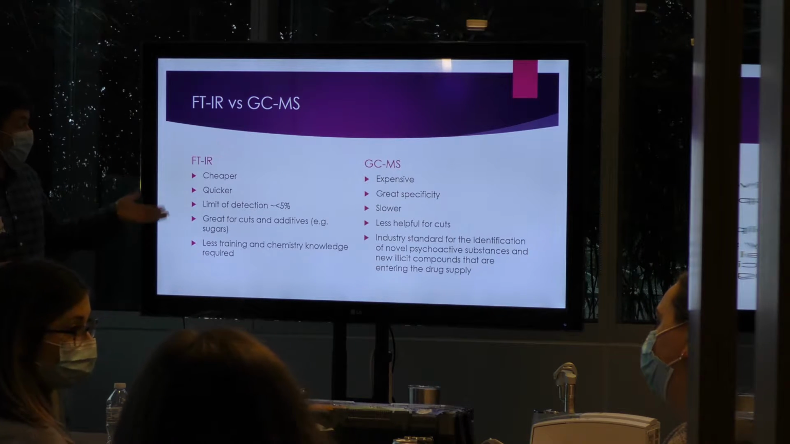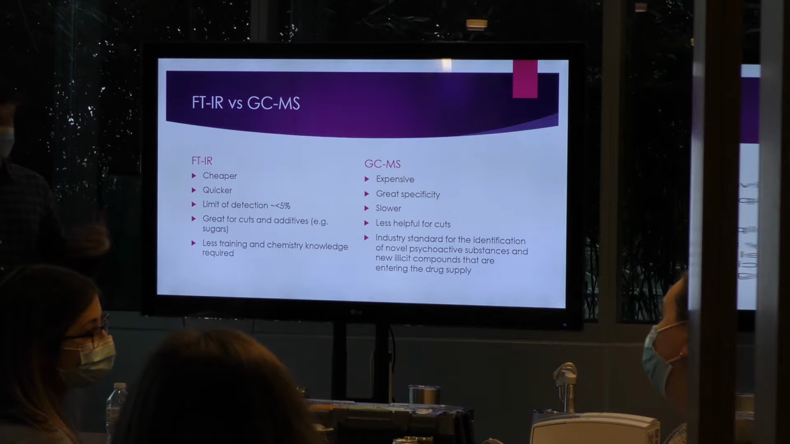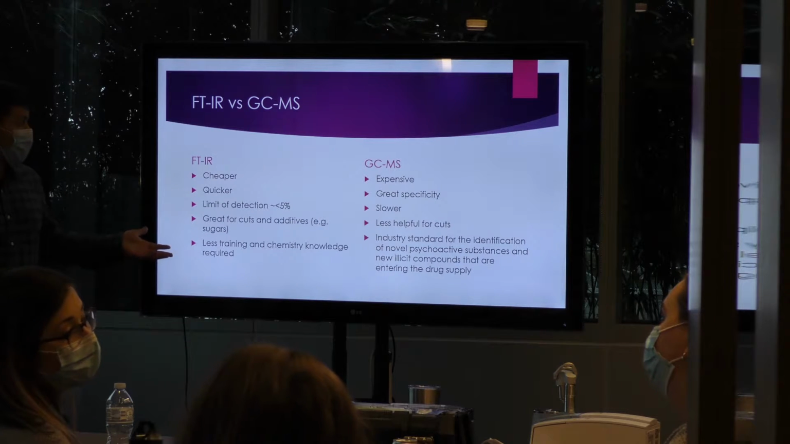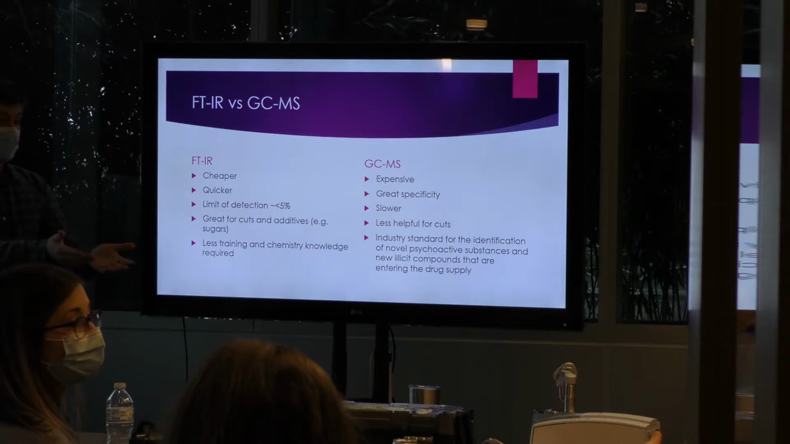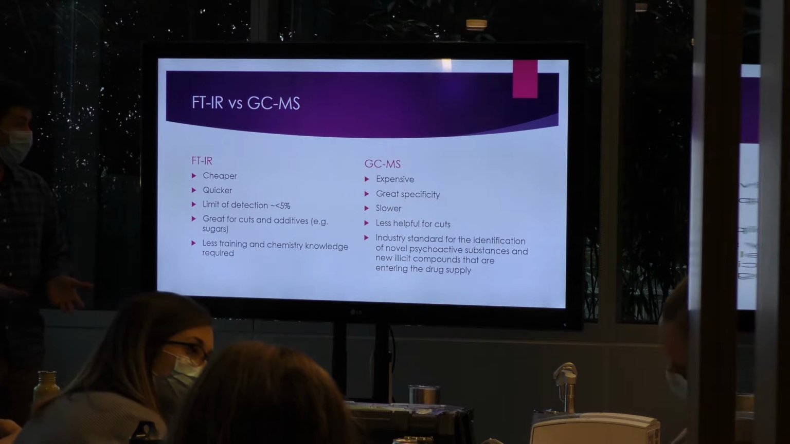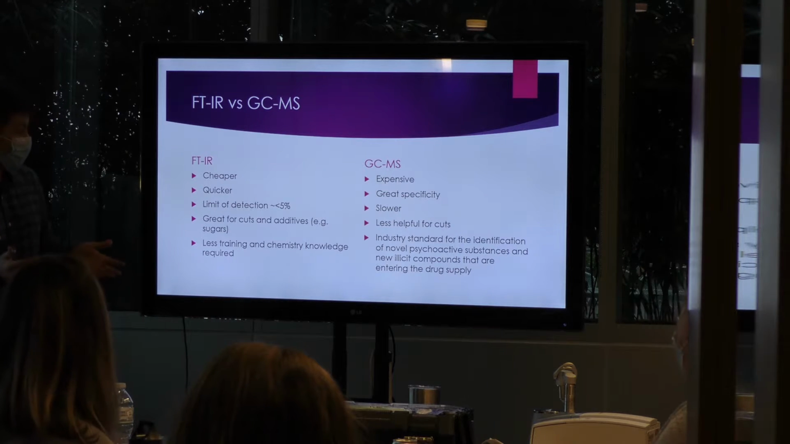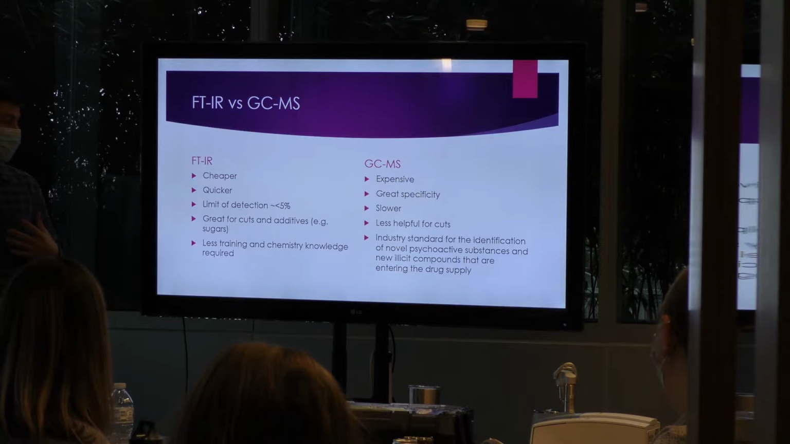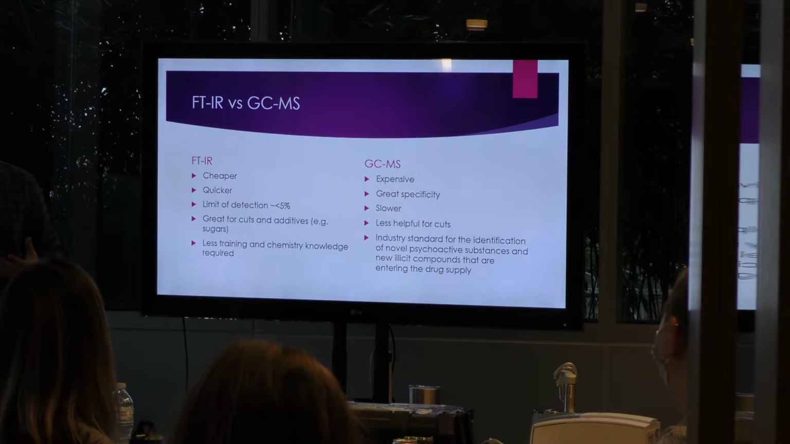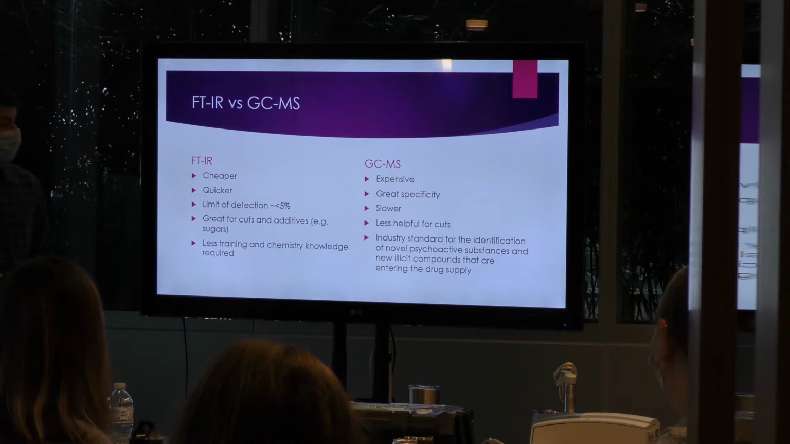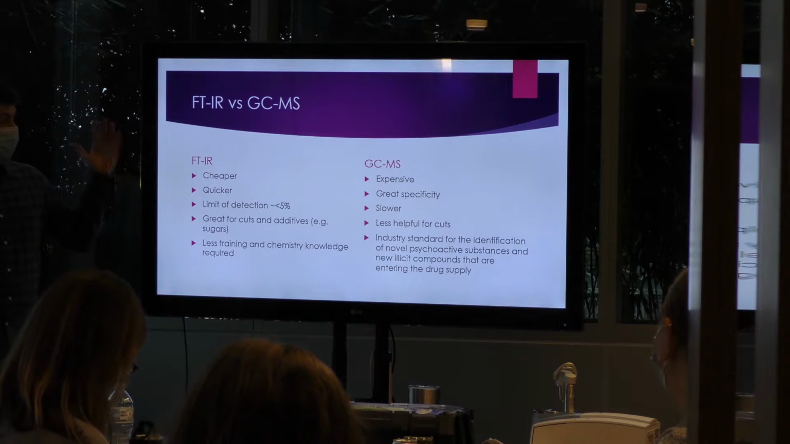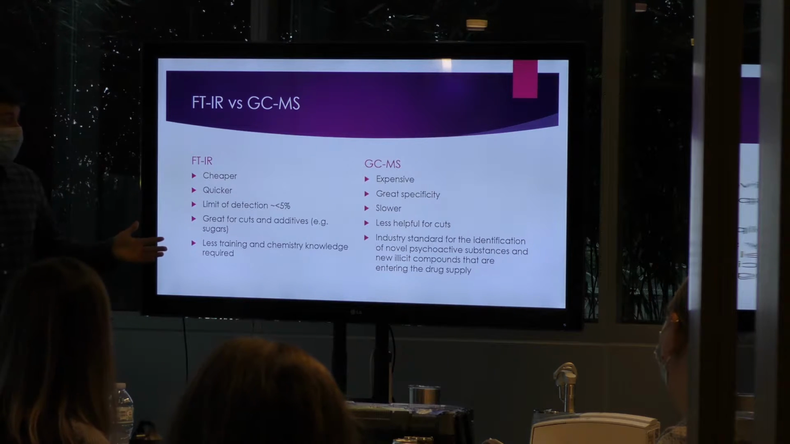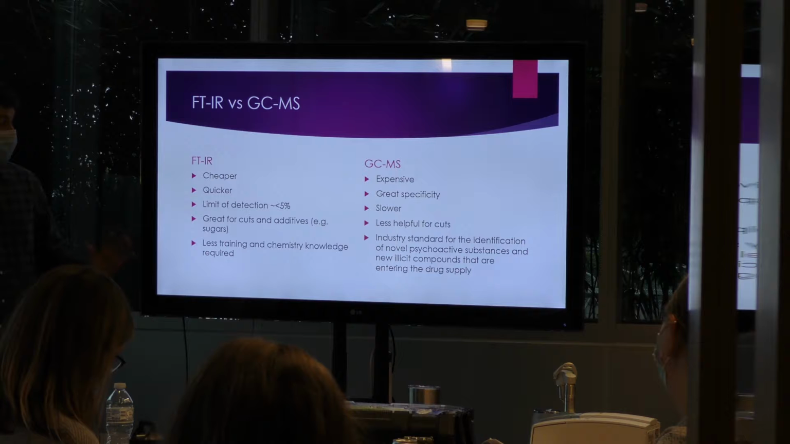Back to FTIR, it's really good for cuts and additives, like sugars. We can train you completely how to do all of this in about 2 days. GCMS is a lot harder, with a lot more chemistry background to know and a lot more effort, so it's easier to send over for confirmatory testing. GCMS is also much more expensive. The machine itself is a lot more expensive, but sending out samples is also still expensive.